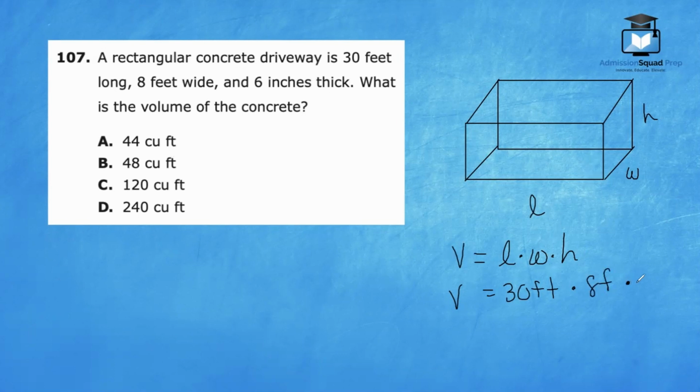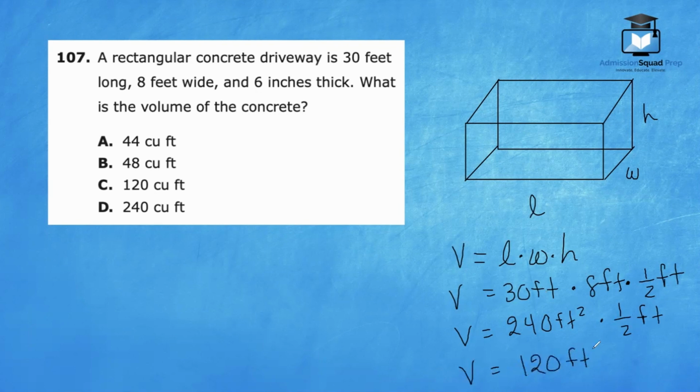But notice we have 6 inches instead of feet. So 6 inches is going to be 1/2 of a foot. Just make sure you always convert the units so that you get the correct answer. 30 times 8 is 240 feet squared. And now we just need to multiply by 1/2 of a foot. So the volume is 120 cubic feet. The correct answer is choice C.